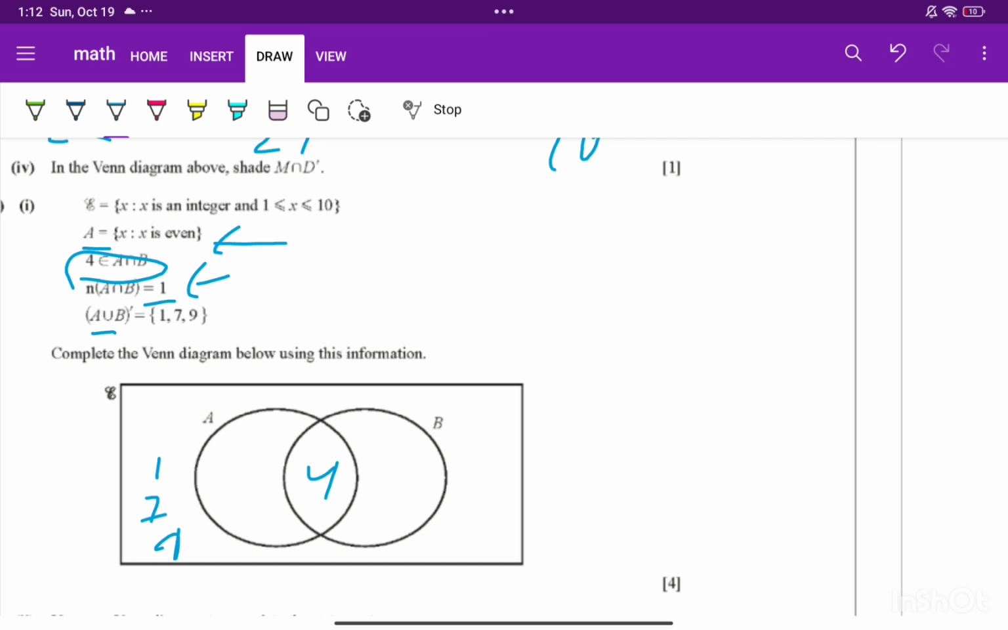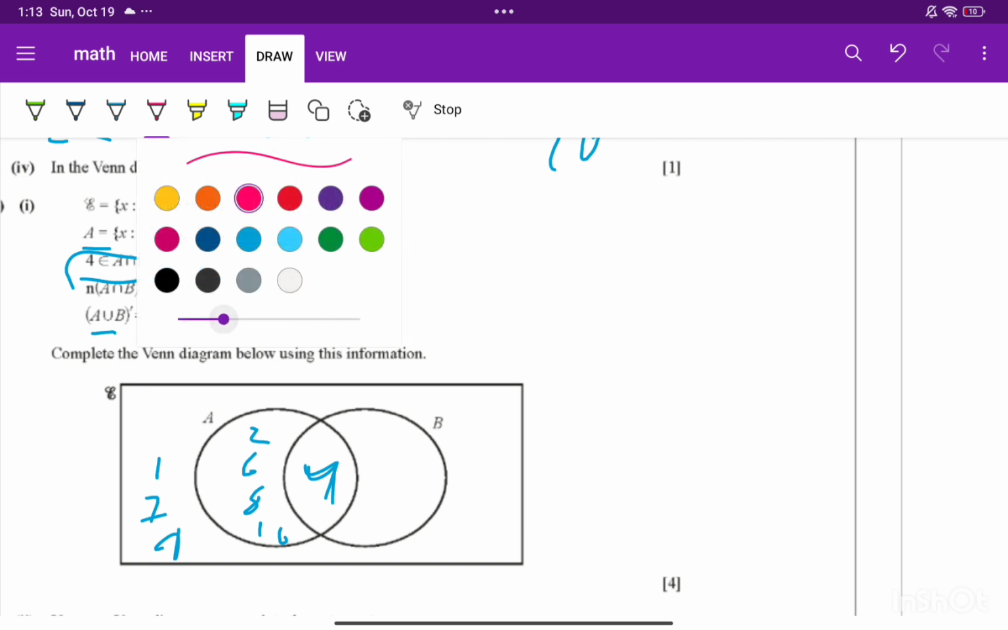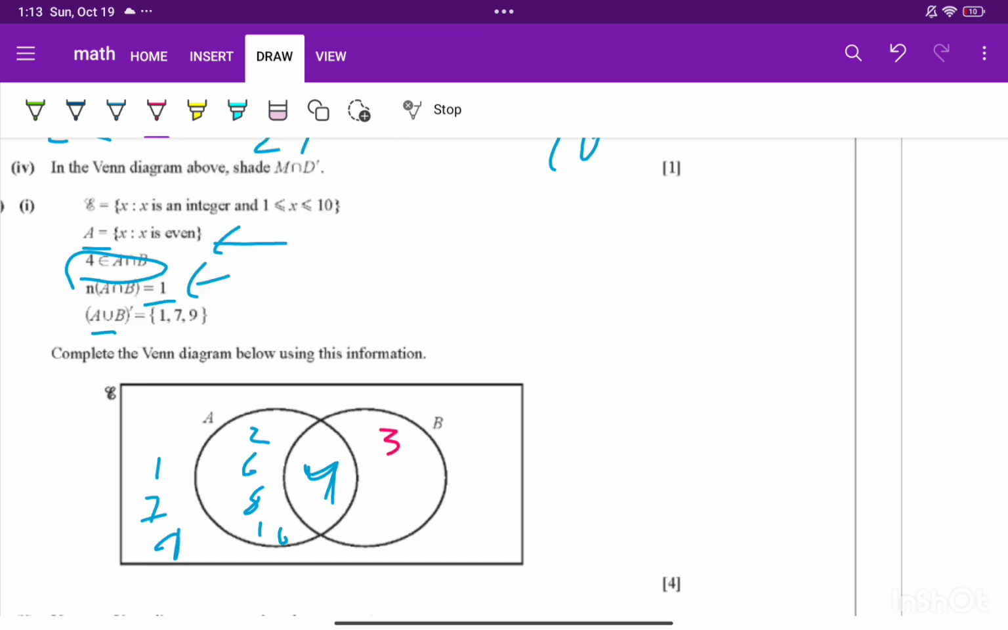Now we will go to this part. Set A contains even numbers. So the even numbers are 2, 6, 8 and 10. 4 is also there, but we already wrote 4. Now which numbers are left? 1, 2, 3 is left, so we write 3, 4, 5, 6 is over here, 7, 8, 9, 10. Okay, now the diagram is complete.